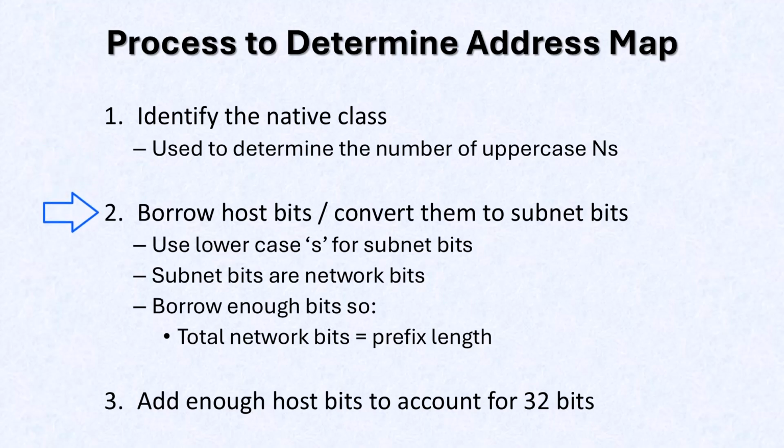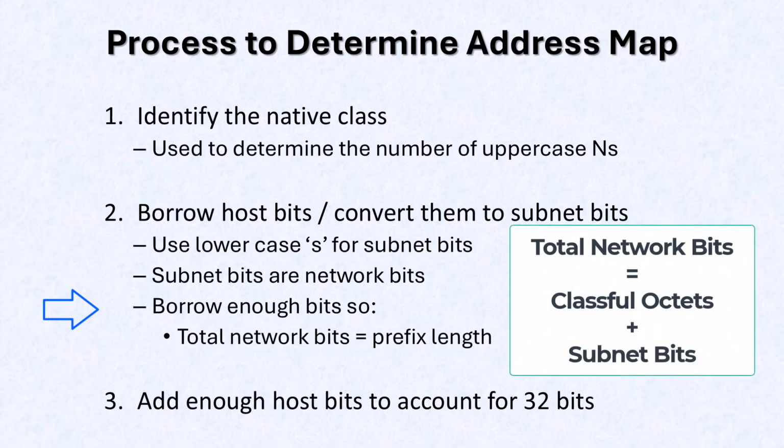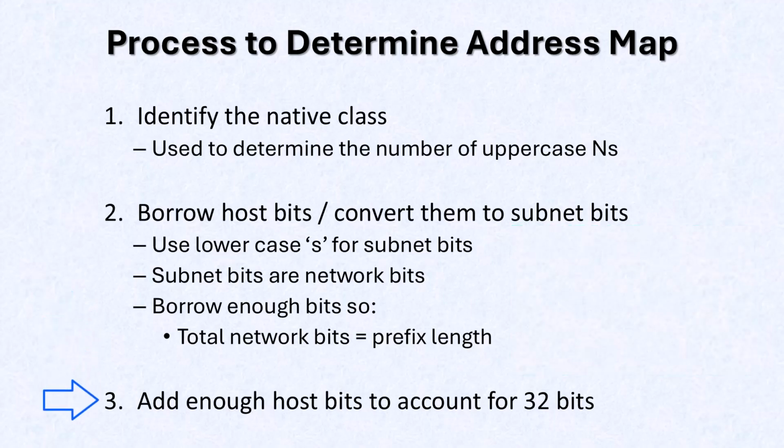The second step is to borrow some host bits to convert them to subnet bits. Use a lowercase s for every bit borrowed. When host bits are borrowed, they become subnet bits. Once again, we emphasize that subnet bits are network bits. Borrow enough host bits so the total number of network bits equals the prefix length. The total number of network bits includes the classful octets plus the subnet bits. The last step is to add enough host bits to account for 32 bits.